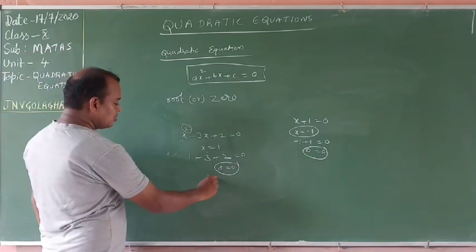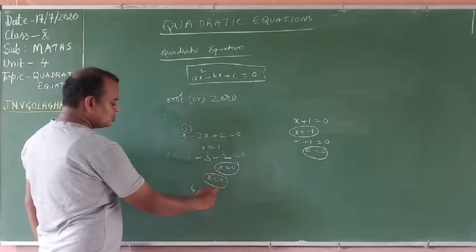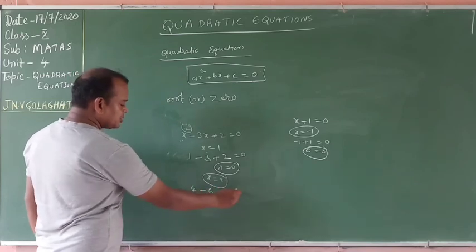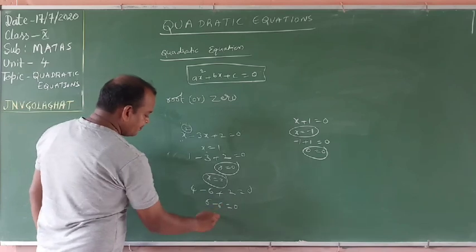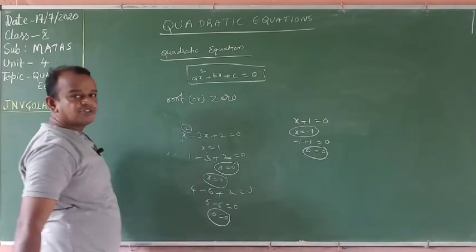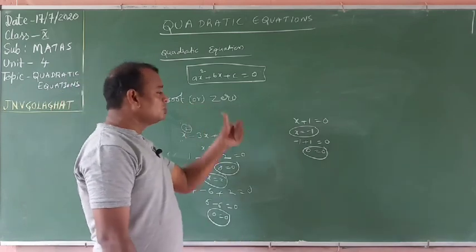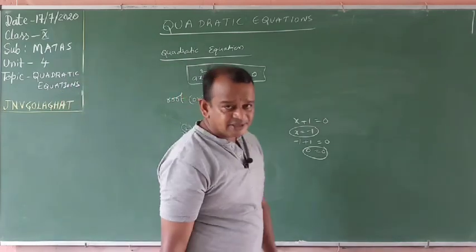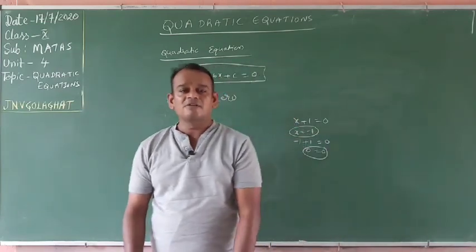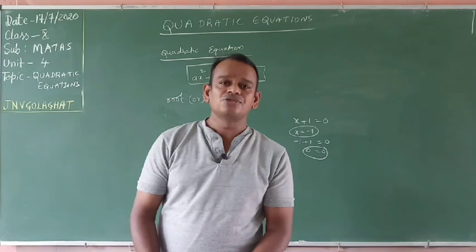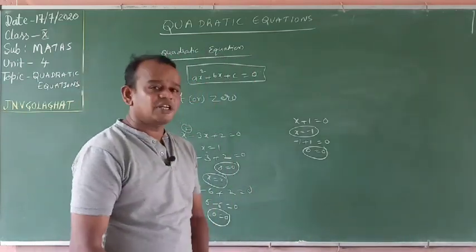Now put x is equal to 2. 2 square means 4, minus 3 into 2 which is 6, plus 2: 4 minus 6 plus 2, that is 0. 0 is equal to 0. Understand or not? What is the meaning of the root or zero? The value of x which satisfies the given equation is called a root or zero of the given expression or polynomial or equation.